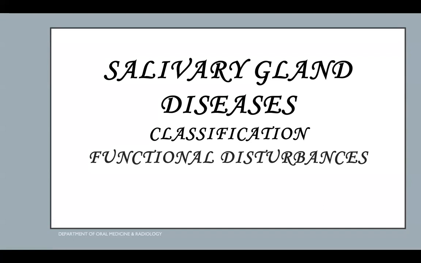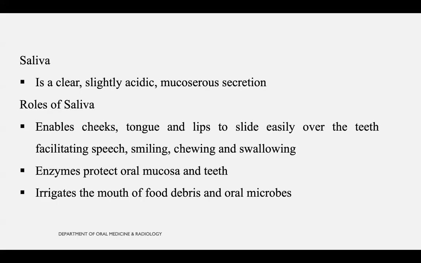This is a short gist on the classification of salivary gland disorders along with the functional disturbances. Saliva is a clear, slightly acidic mucoserous secretion. It enables the cheek, tongue, and the lips to slide easily over the teeth, facilitating speech, smiling, chewing, and swallowing activities. Enzymes present in the saliva protect the oral mucosa and the teeth, and it also irrigates the mouth of food debris and the oral microbial organisms.